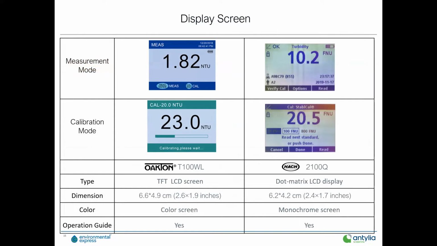So some of the upgrades to our turbidimeter: the display screen. Our competitor uses a standard LCD display. We use a thin film transistor. The TFT has a much higher quality than a regular LCD, and its color. As you can tell, theirs is just a darker color and a light color. We use blue for when you're in the measurement mode and green for when you're in the calibration mode.